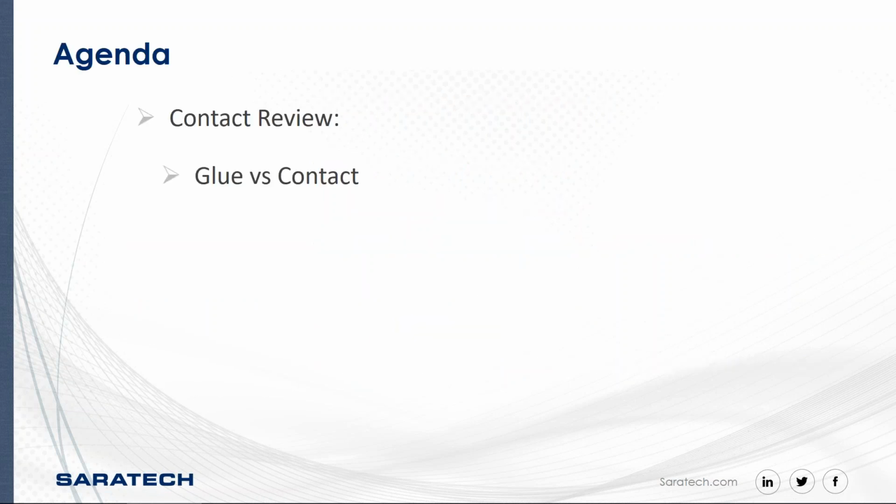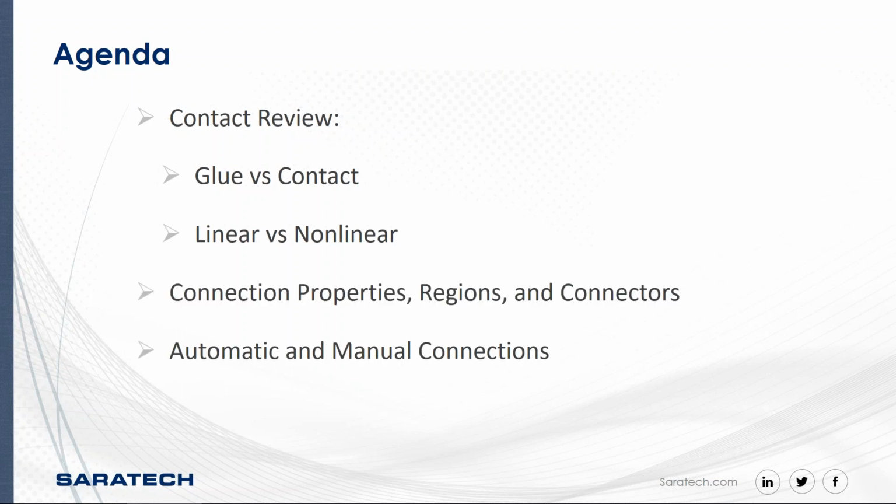So for today's agenda, we'll be doing an overview of contact. We'll be comparing glued versus linear contact. Then we'll talk about the differences between linear versus when you may need to step up to nonlinear. Then we'll talk about the connection properties, regions, and connectors, which are all required if you're doing this glued or linear contact. In doing so, there are both automatic and manual methods to create all of these connections. And of course, we'll wrap up with a summary at the end after the demo.